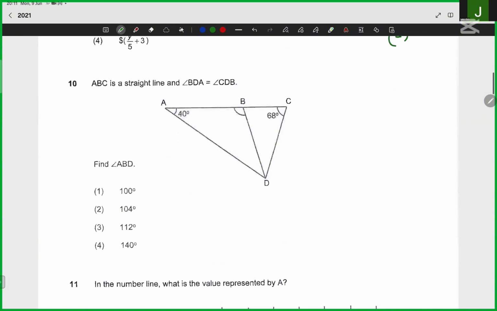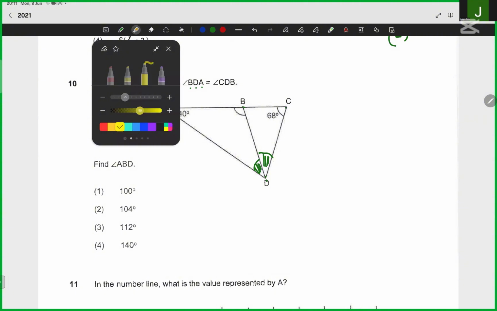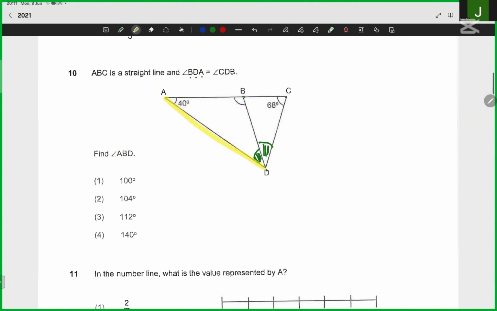ABC is a straight line, BDA equals CDB. So this angle BDA is equal to this angle CDB. They are telling us that these two angles are the same, right? Now we learned that the sum of angles in a triangle is 180 degrees. So this one's very simple.